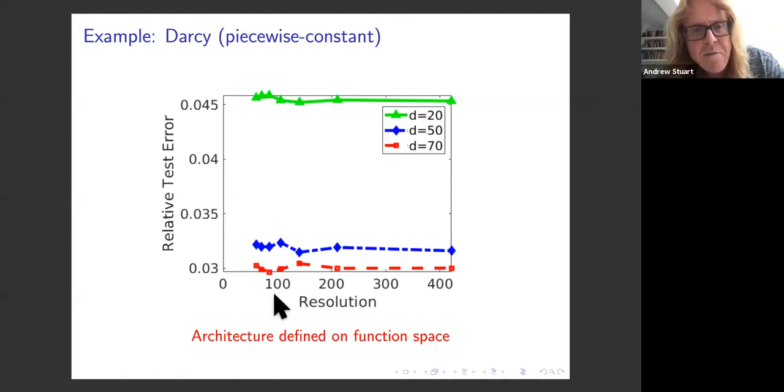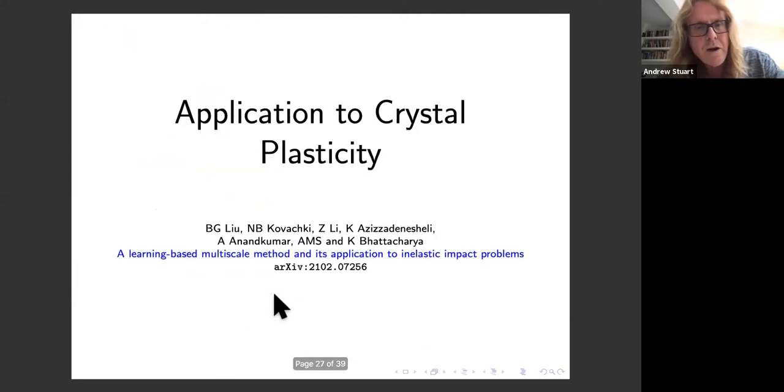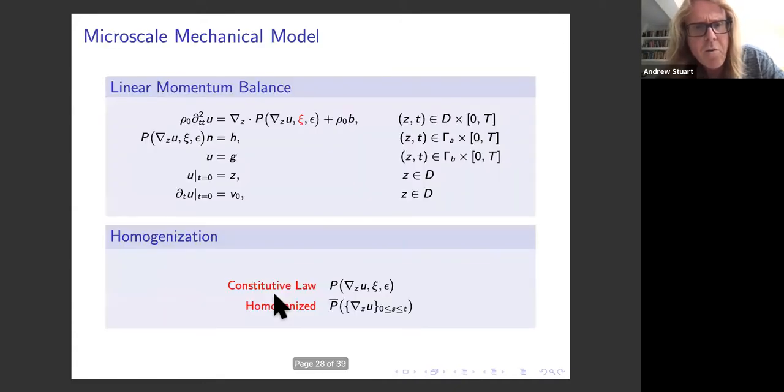And I should have said that the autoencoder that we're using in this case is simply PCA. And we found we couldn't beat that for this problem. And there's reasons why that is the case. All right, just quickly, we've used this problem to do numerically to perform homogenization for a problem in crystal plasticity. I'll just give you some of the structure of this.